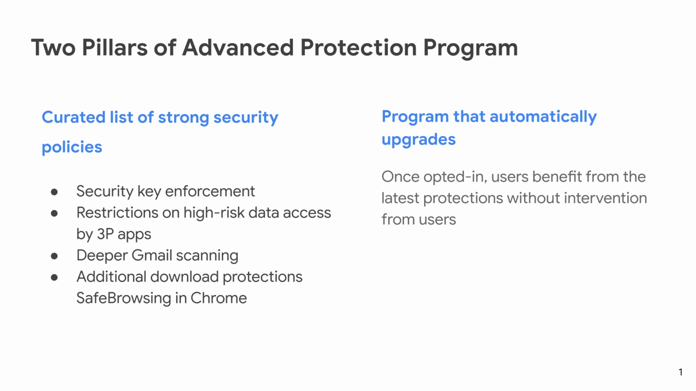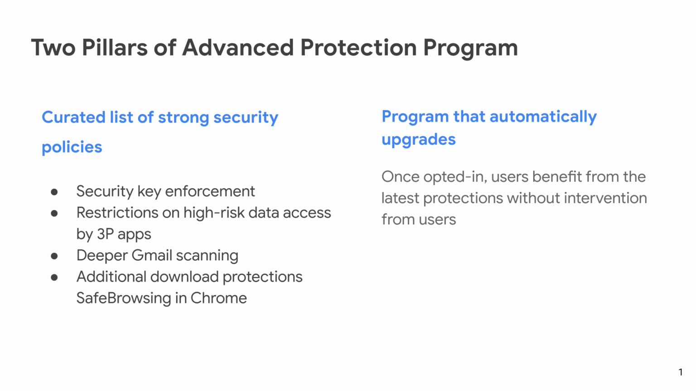The APP essentially consists of two pillars. The first pillar of Advanced Protection Program is that it is a curated list of strong security policies. Here we see the four policies that are included in the APP today. The first one is that it mandates the use of security keys for authentication. Secondly, it restricts the kind of access that some third-party applications can have to the user's account data.